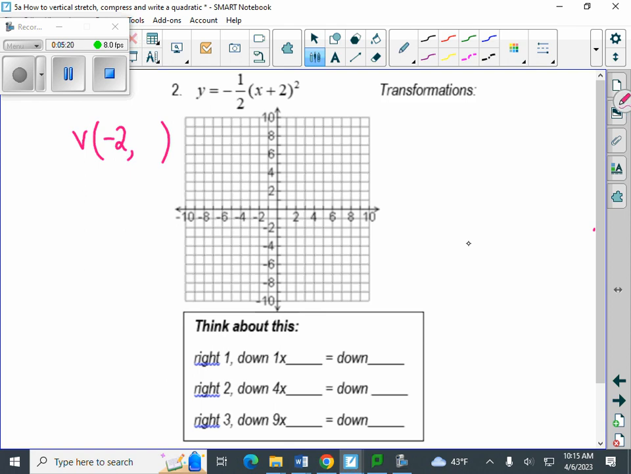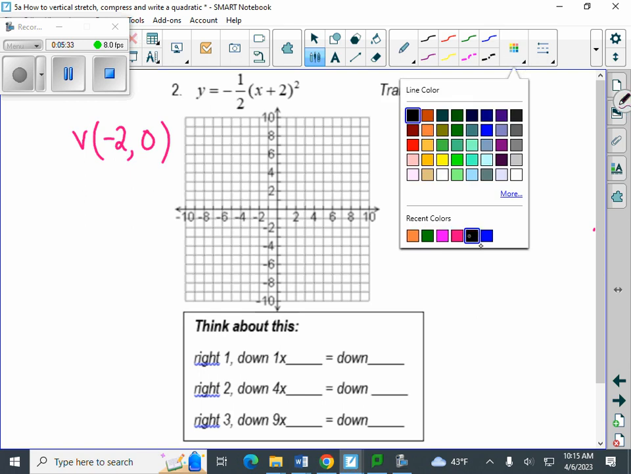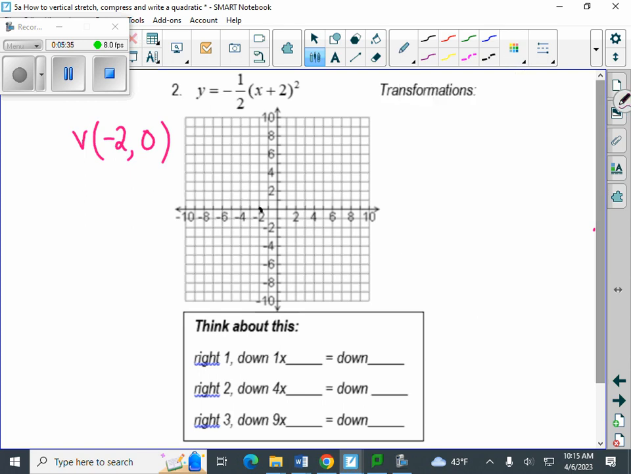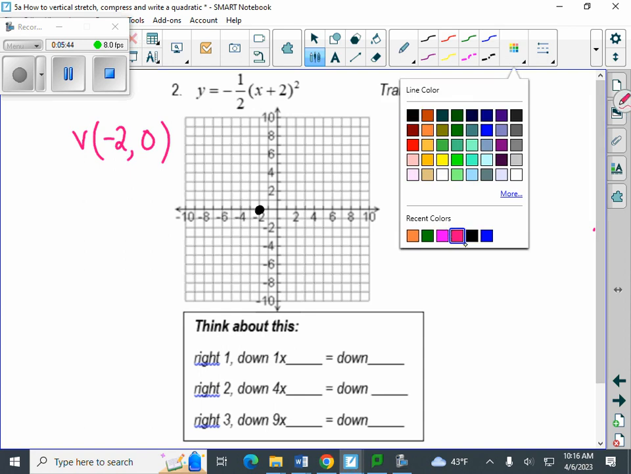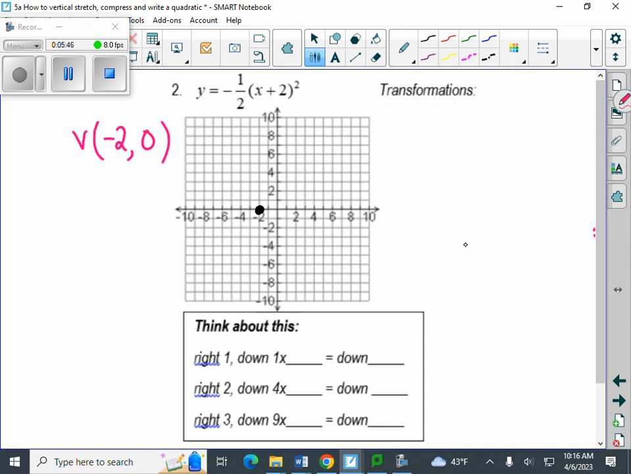Then we look outside of the parentheses. What's added or subtracted outside of the parentheses? Well, nothing is added or subtracted outside the parentheses. So our vertex is negative 2, 0. So here's our vertex. We're going to graph that right now because everything's going to be centered around that point. And then we're going to come over here and we're going to look at our transformations. We read the graph left to right.